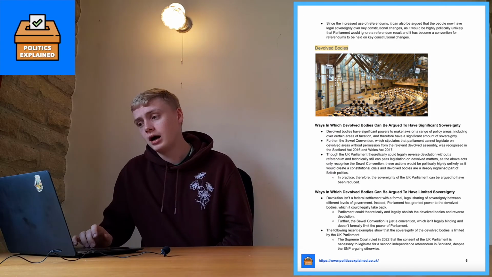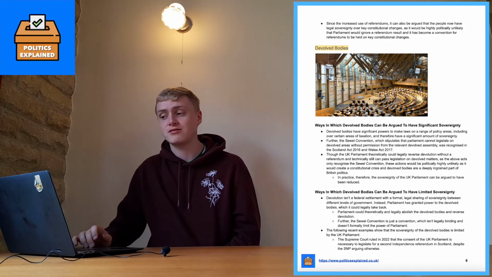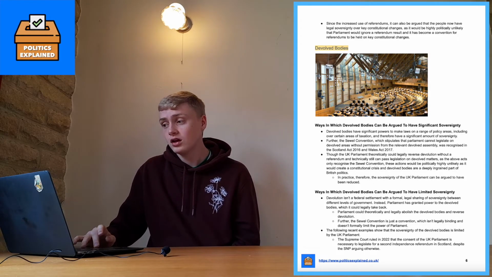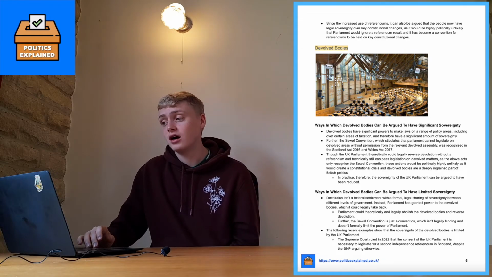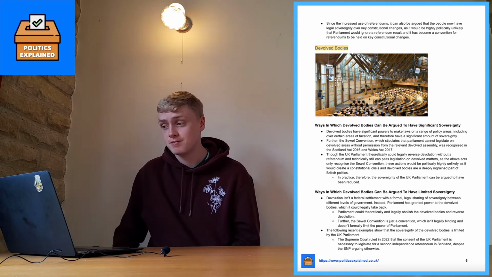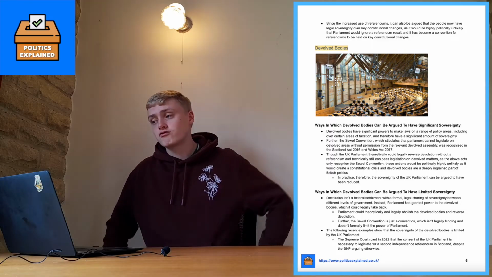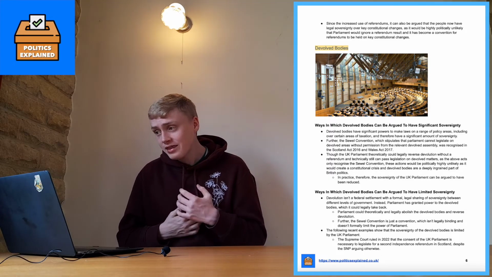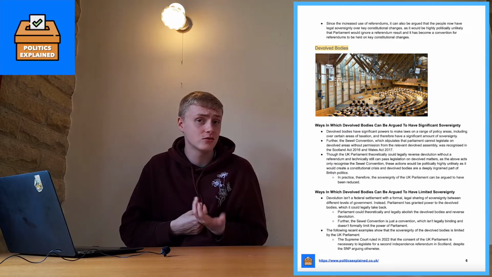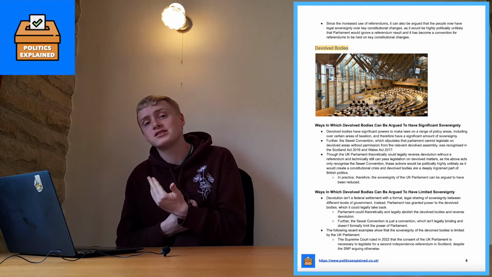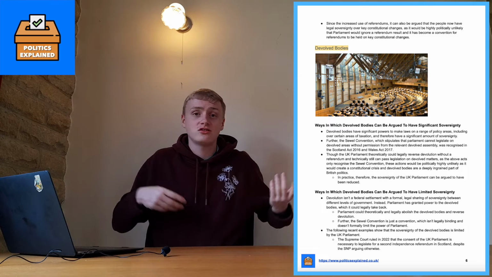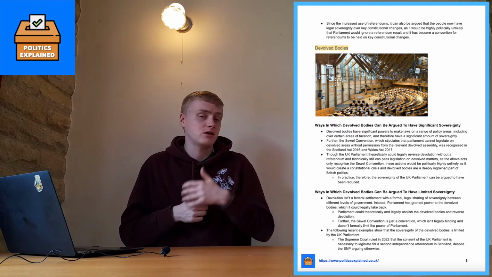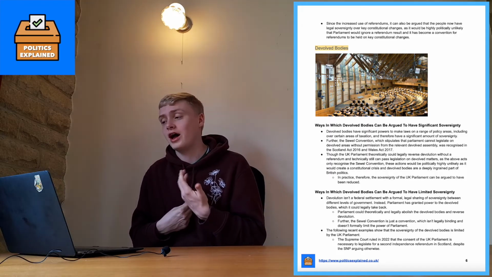The next group, or next kind of bodies that can be said to have legal sovereignty in the UK are devolved bodies. On the one hand, devolved bodies can be argued to have significant sovereignty. They have significant powers to make laws on a range of policy areas, including over areas of taxation, and therefore have a significant amount of legal sovereignty, which the UK Parliament no longer has in Scotland or Wales, for example. Because in Scotland, the Scottish Parliament has sovereignty over matters in relation to health or education, for example.